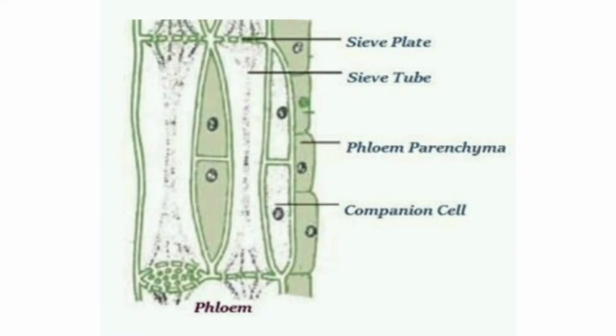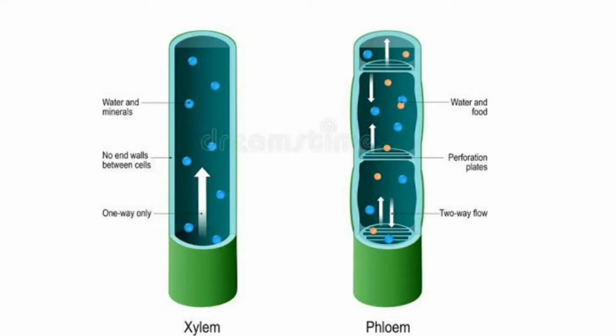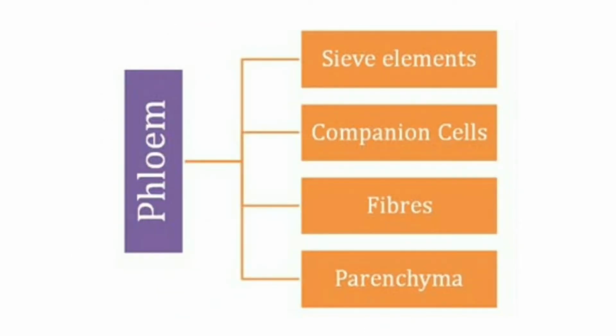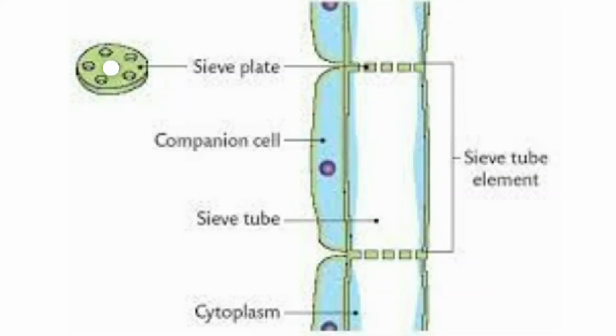Now let us understand the phloem. Phloem is the food conducting tissue in plants. Food material in phloem moves in both the directions, but in xylem, water flows only in one direction. Phloem consists of four elements: the sieve tubes, companion cells, phloem parenchyma, and phloem fibers. Sieve tubes are elongated, they are tubular, and they are placed end to end like tubes. Their end walls have minute pores and are called sieve plates.